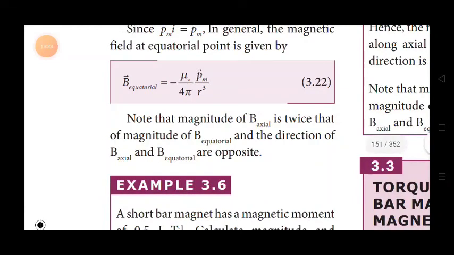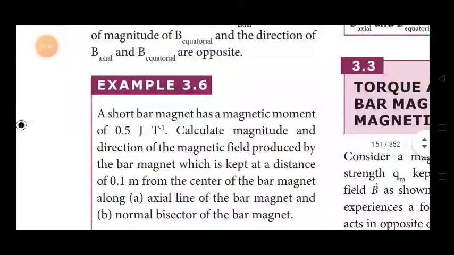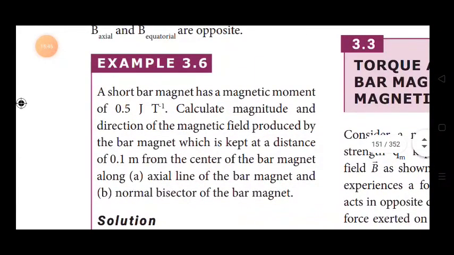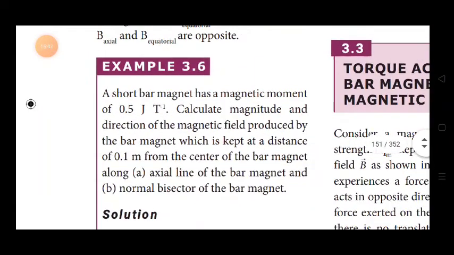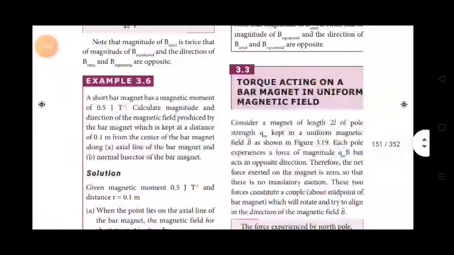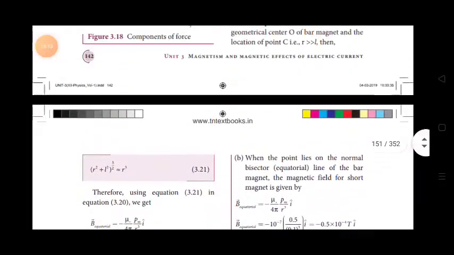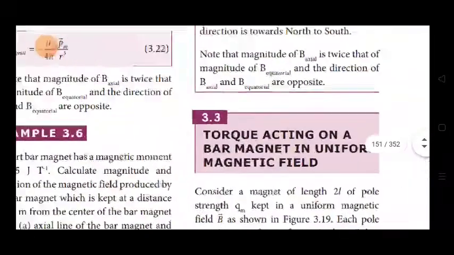Note that the magnitude of B axial is twice that of B equatorial, and the directions of B axial and B equatorial are opposite. Try to solve problem 3.6 to get more knowledge. Try to train yourself for NEET or IIT courses like that. Now go through the topic.